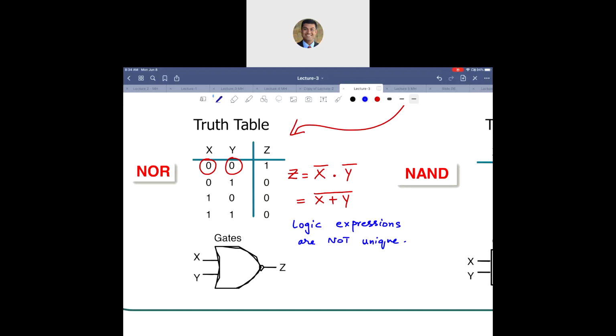You can have multiple logic expressions. Some might be simple, some might be complemented, some might be in one form or the other. They are not unique.